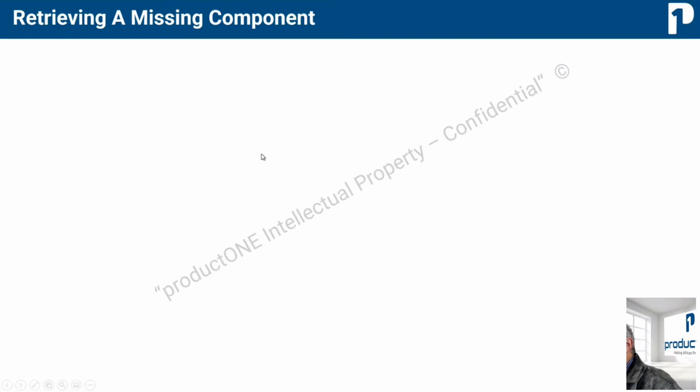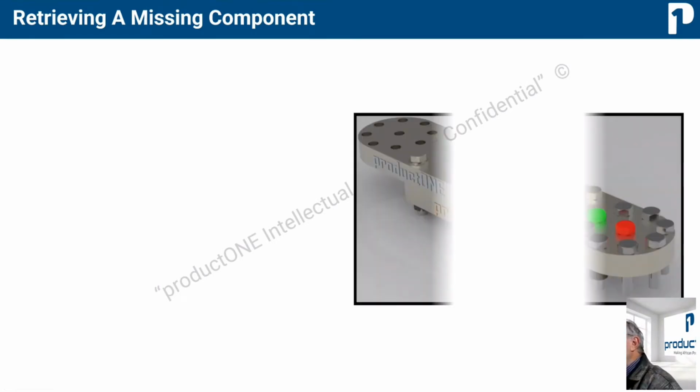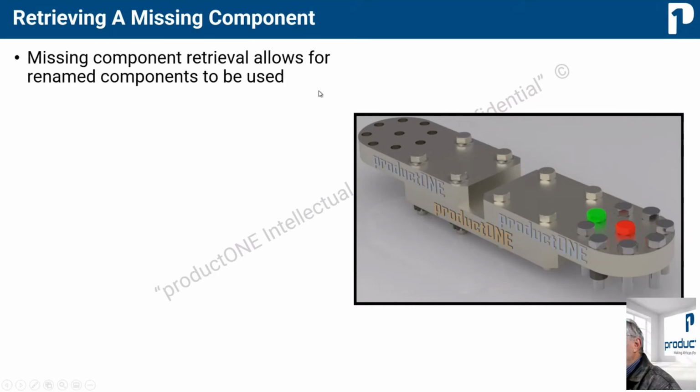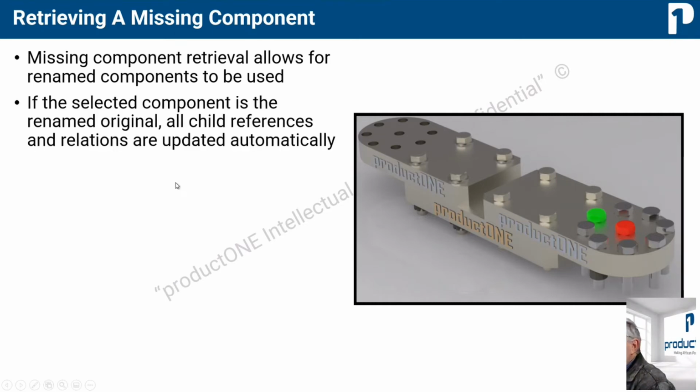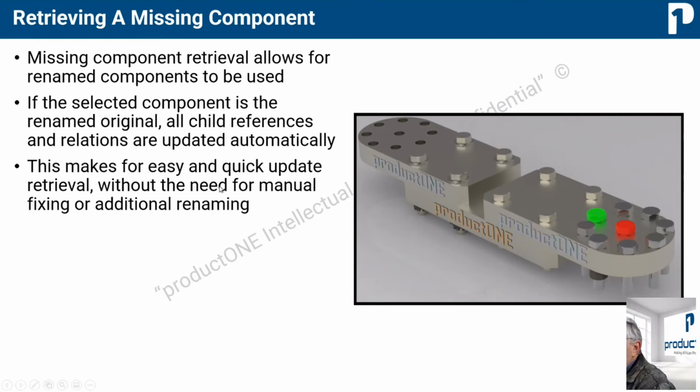So this time we're going to retrieve a missing component. Now this was always a real pain, because if you didn't find the exact name, then Creo wouldn't bring it in. So a missing component retrieval allows for renamed components to be used, where before you couldn't rename them, they had to be exactly the same name. If the selecting component is the renamed original, all child references and relations are updated automatically, which is very nice. This makes for easy and quick update retrieval without the need for manually fixing additional renaming.